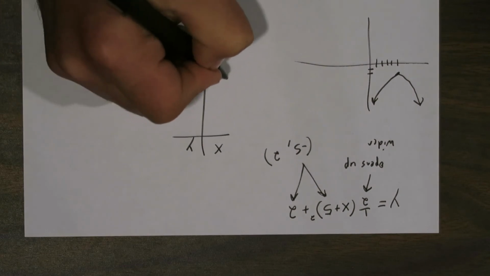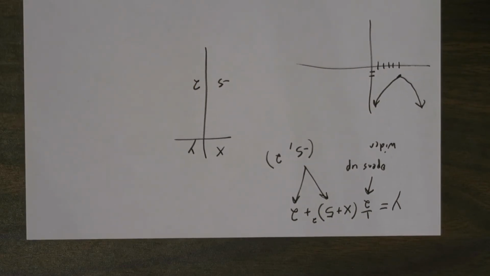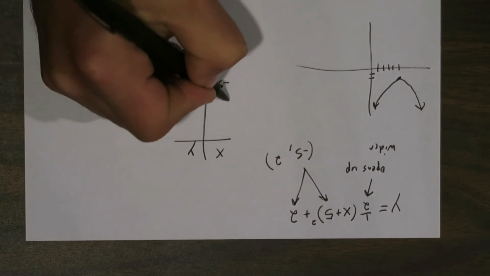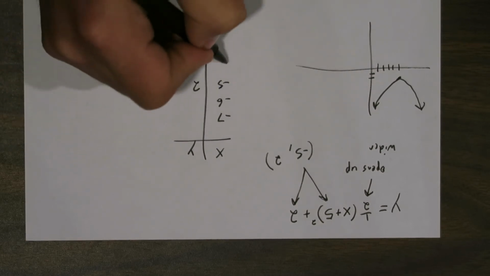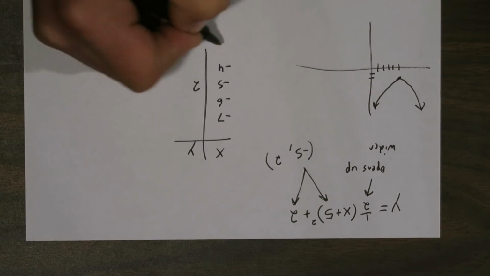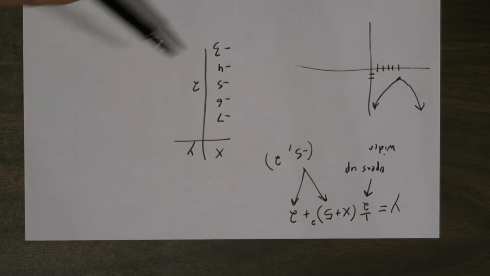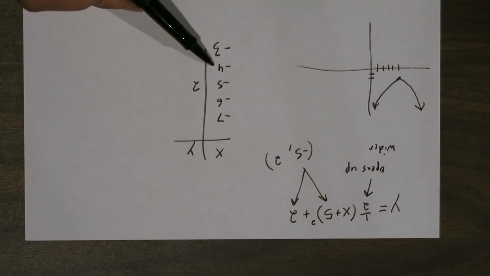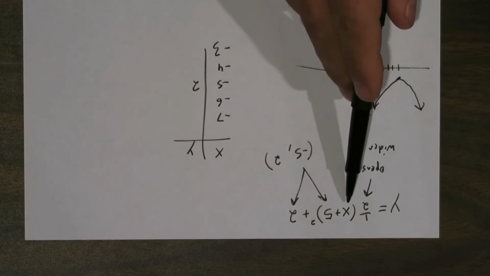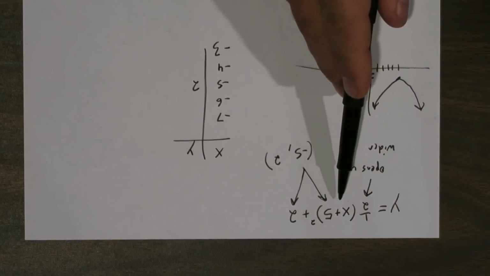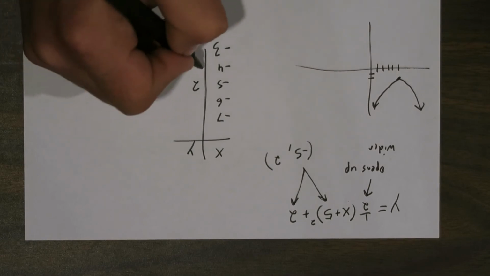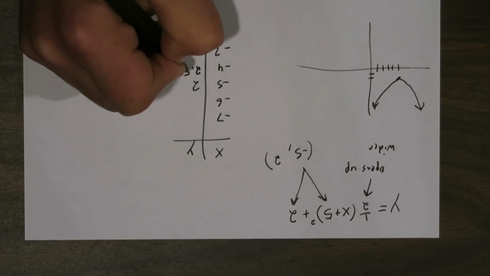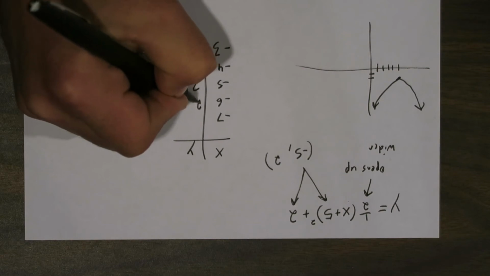So if we start with the vertex at -5, 2, we could find some points with lower input values and with higher input values. So let's substitute in this -4 right here. -4 plus 5 is 1. 1 squared is still 1. 1 times 1/2 is 1/2. Plus 2 is 2.5. So that means this is going to be 2.5 as well.